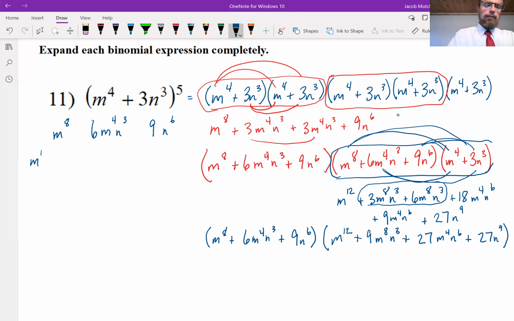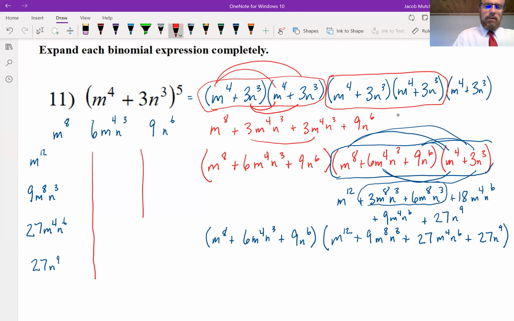So this is m 12th, 9m to the 8th n cubed, plus 27m to the 4th n to the power of 6. And lastly, 27n to the power of 9. So there's my setup. I'm going to put the table set up here as well. And there's my tic-tac-toe table.